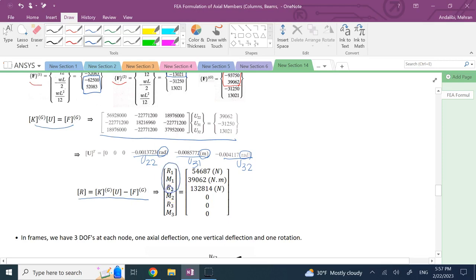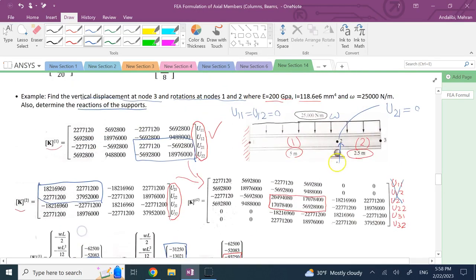M2, R3, and M3 are 0. Why? Because as I said, at the roller, there is nothing to stop rotation. So moment at node 2 equals what? 0. And then in a free end, both the rotation and the force are going to be 0. Right? That's a free end.